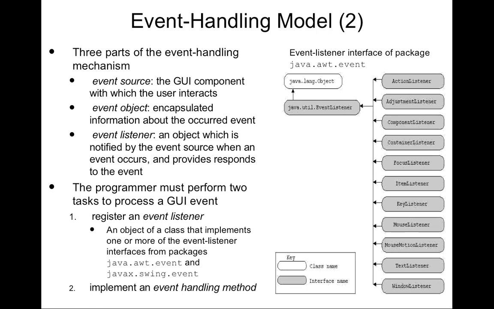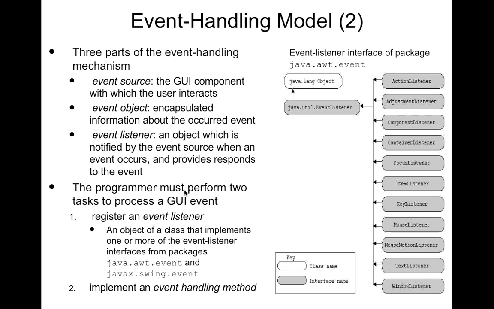The event object is the encapsulated information about the occurred event. Oh, they pressed the mouse long. They double-clicked. They single-clicked. They moved it. They pressed and moved. They did something to it. And then the event listener is an object which is notified by the event source when an event occurs and provides a response to the event. So it's kind of like try and catch from last lecture for exception handling. It's done in a kind of similar fashion.